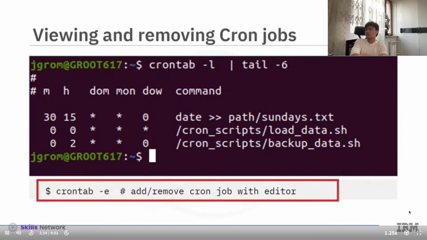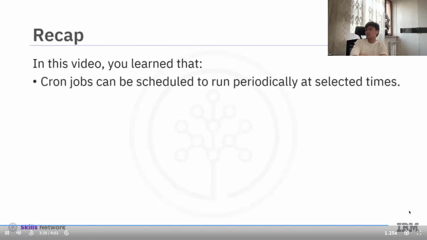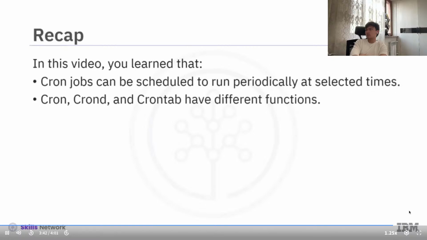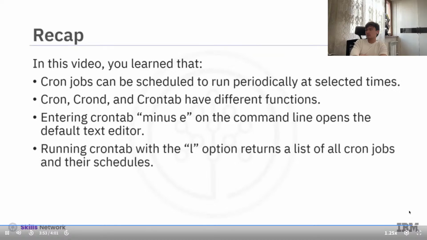In this video, you learned that cron jobs can be scheduled to run periodically at selected times. Cron, crond, and crontab have different functions. Entering crontab -e on the command line opens the default text editor. Running crontab with the -l option returns a list of all cron jobs and their schedules.